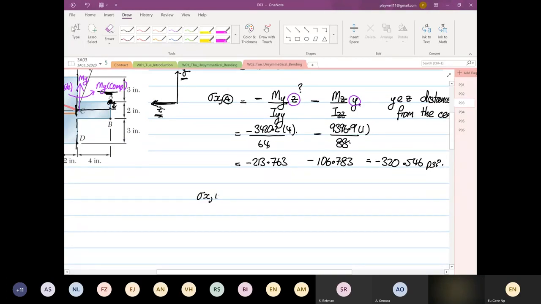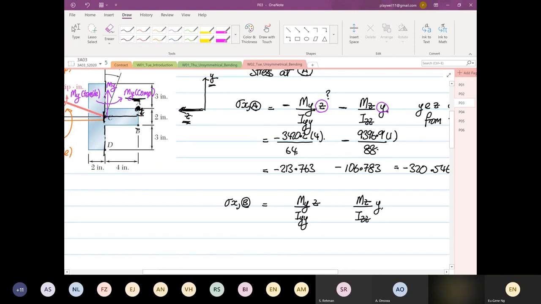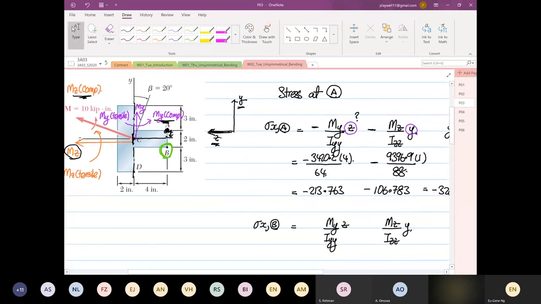And then the next one, we're going to look at stress X at point B. So again, you have your My over Iyy multiplied by Z, and then you have your Mz over Izz multiplied by Y. So at point B, which is this point over here, if we look at My first, My at point B is still going to be compression.